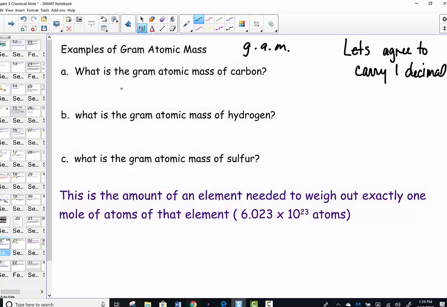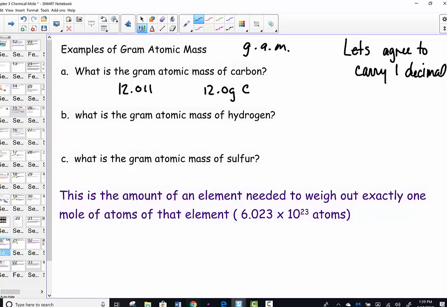So for instance, when you found carbon on the periodic table, in the box it said 12.011. If we carry just 1 decimal, I would weigh out 12.0 grams of the element carbon to have exactly 1 mole of carbon, which is the same as saying 6.02 times 10 to the 23rd atoms of carbon. So for carbon, 12.011 was the number I found for the mass number, and that's what I'm carrying to 1 decimal.